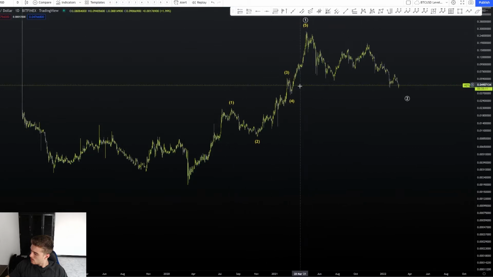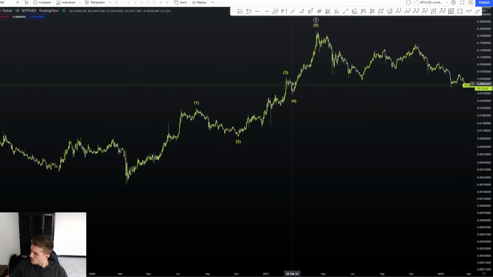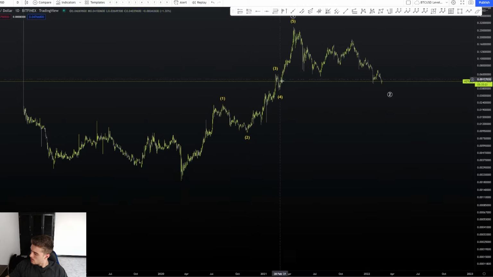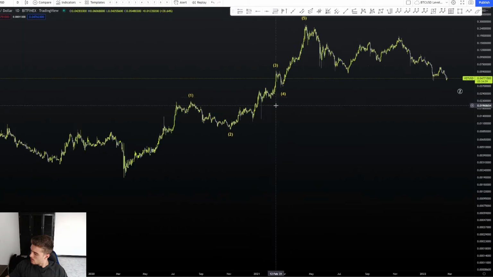3, 4, 5. Now you guys could probably already identify a problem: this wave 4 is very short in terms of time duration compared to this wave 2. So this wave 2 took a lot longer than this wave 4 to complete, so it's hard to say this is wave 4 of the same degree as this wave 2.